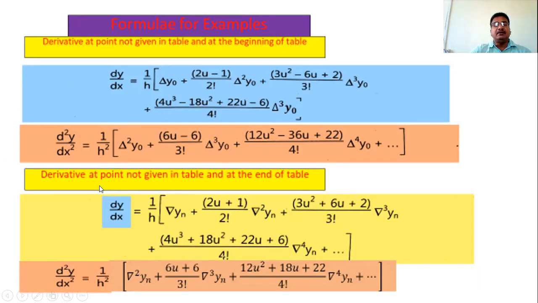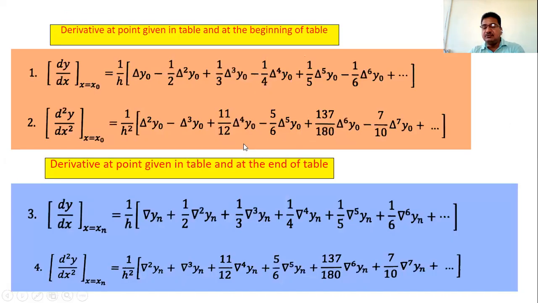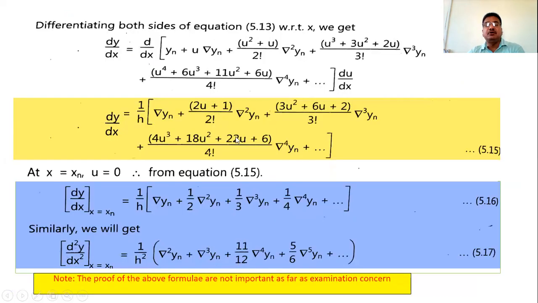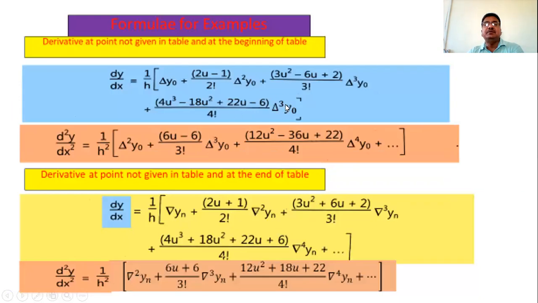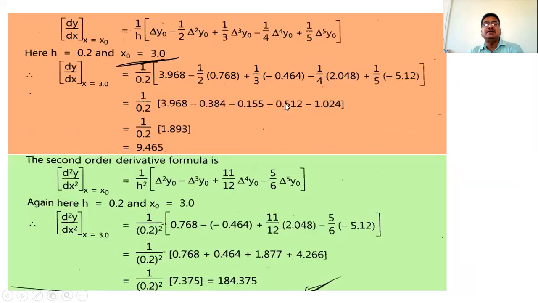And if you have to find the derivative at a point not given in the table, that is, the first order or second order derivative, but the point is not given in the table and the point is at the end of the tabular values, then use these two formulas. Okay. So now this problem number 2 depends on these formulas. That is, the point is not given, but the point is at the beginning of the table, 1.1. So we have to use these formulas for example number 2.